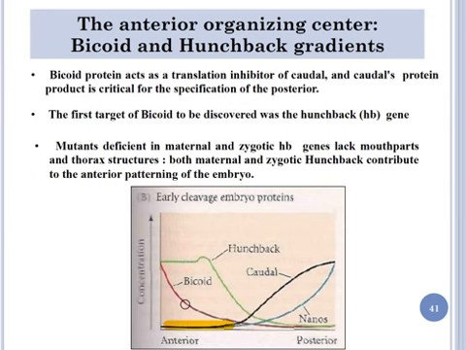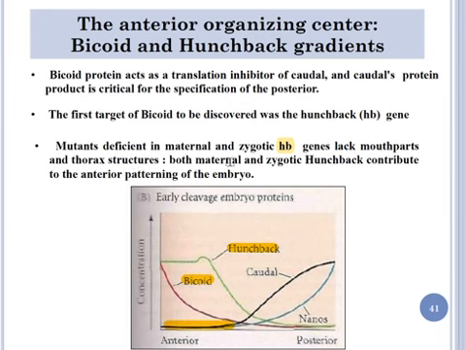They also found that one main target of bicoid is hunchback. One of the main target genes of bicoid is hunchback, which is expressed anteriorly. So when they tried to make mutants which are deficient for hunchback expression maternally and zygotically, because hunchback is expressed in the oocyte and later in the embryo, they found that the embryo lacks the mouth parts and the thoracic parts. It means they lack the anterior domain.